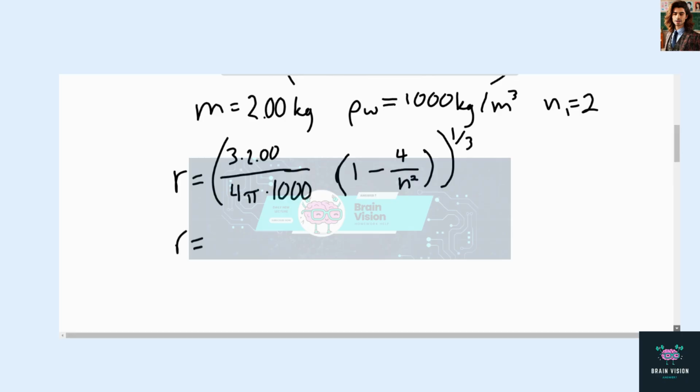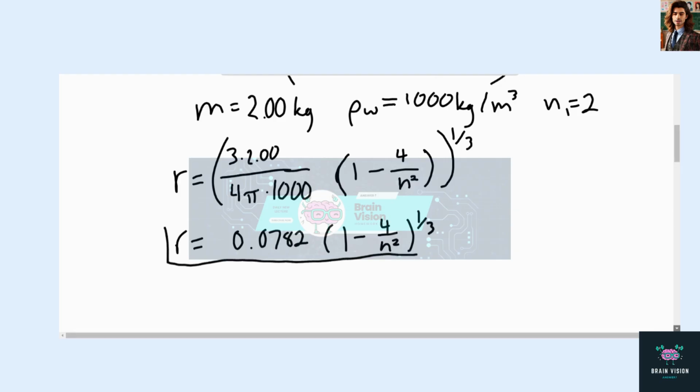r is equal to, if you take 3 times 2 over 4 pi times 1,000, all of that taken to the 1/3 power, you should get 0.0782, and then that will be times 1 minus 4 over n squared to the 1/3 power. And that is our formula for r in terms of n. So that gives us our answer for part A. But we're not quite done, we still have a few more parts.